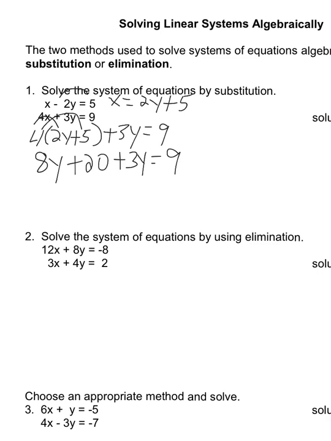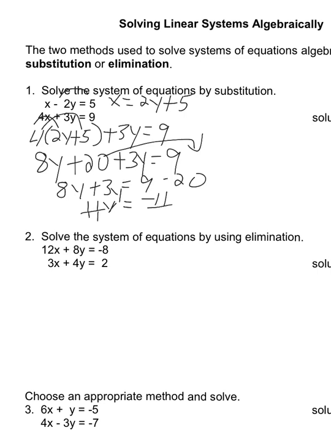Okay, now we want to solve for y. I've got my y's on the left side already. So 8y plus 3y equals 9. Take the 20 across, becomes a negative 20. So 8y plus 3y is 11y equals negative 11. Final step, I'm going to divide by 11, and y equals negative 1.